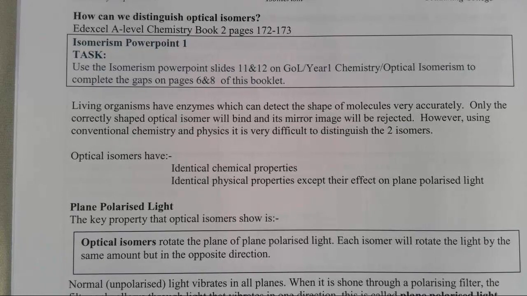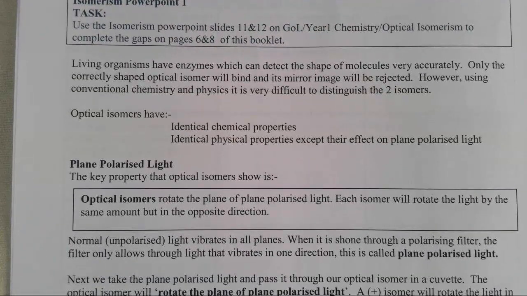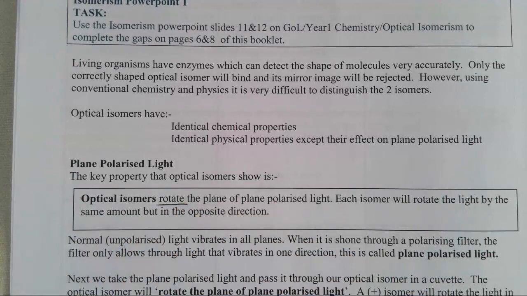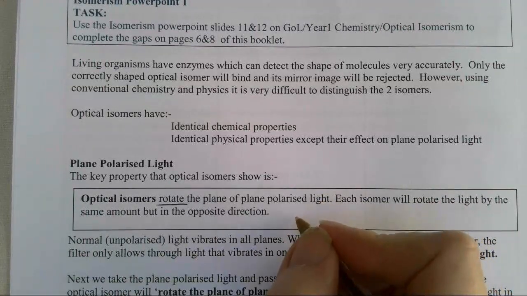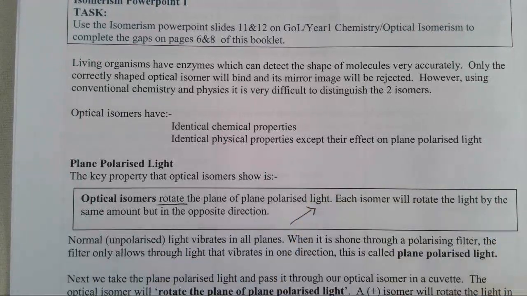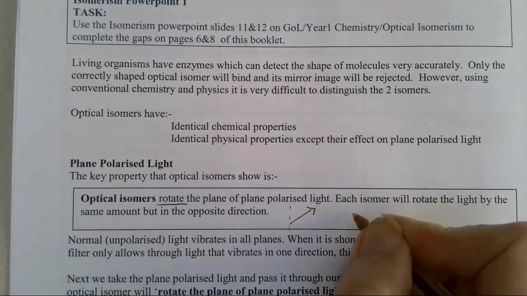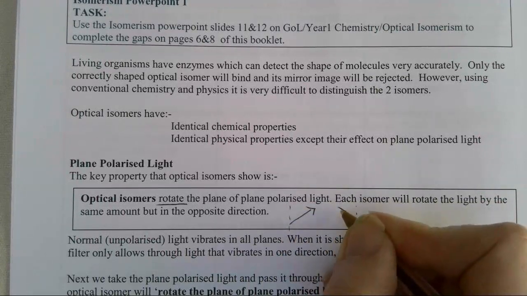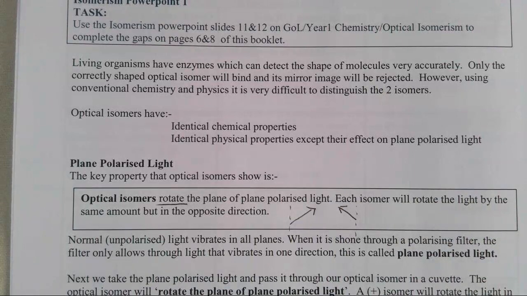One key property that they have, however, is their effect on plane polarized light, and that's how we test for them in the lab. So optical isomers will rotate, and that again is a key word, not reflect, not refract, not anything else, rotate the plane of plane polarized light. Each isomer will rotate the light by the same amount, but in the opposite direction. So if one isomer rotates it by 15 degrees to the right from the normal, the other will rotate it by the same amount, but in the opposite direction.